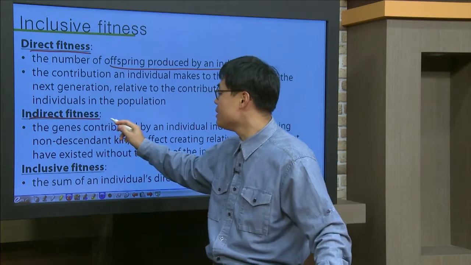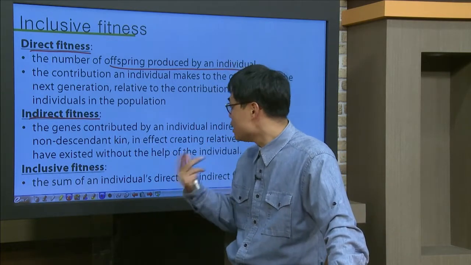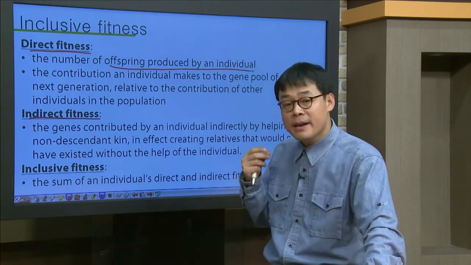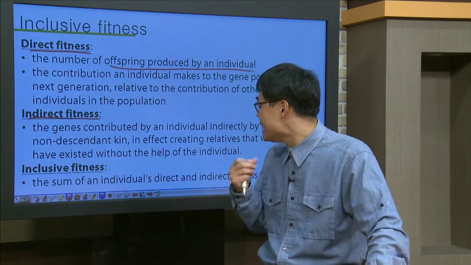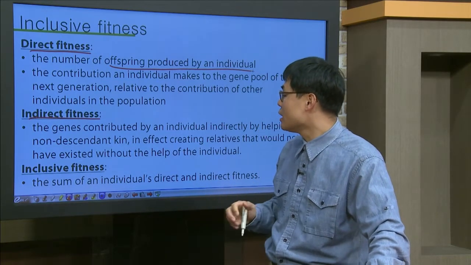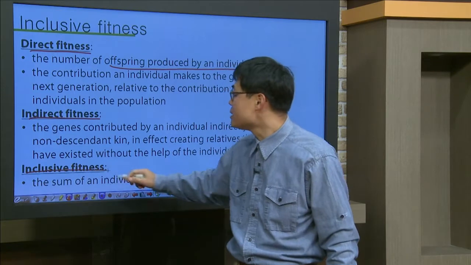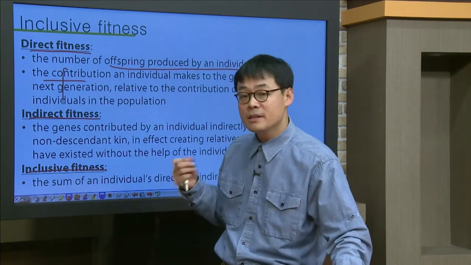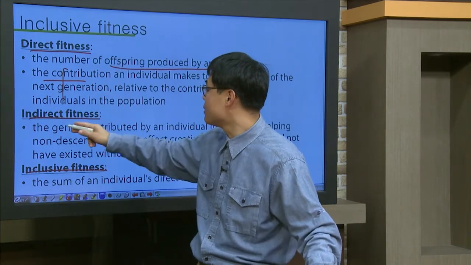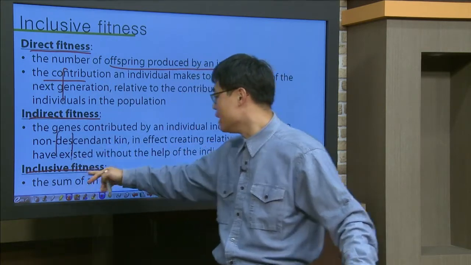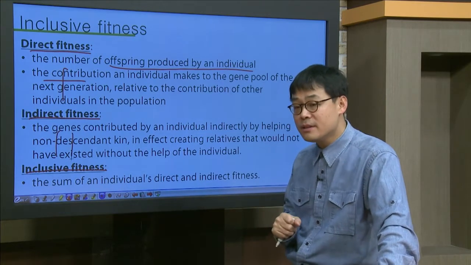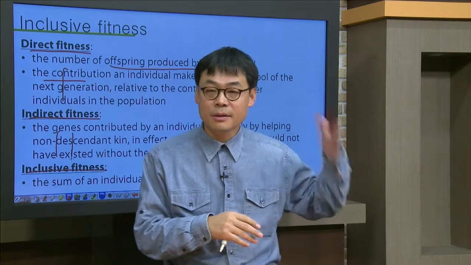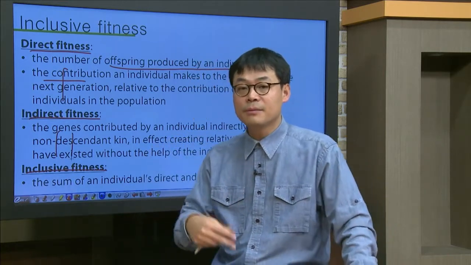And what is the indirect fitness? That's basically the genes contributed by an individual indirectly by helping the non-descendant kin. So the inclusive fitness is basically the union of these two components of fitness. That's the direct fitness plus indirect fitness, which is the inclusive fitness.